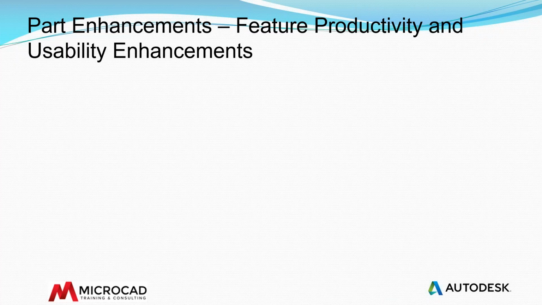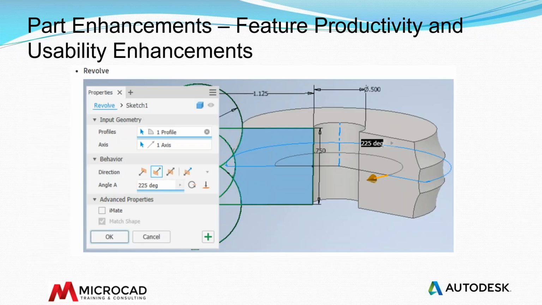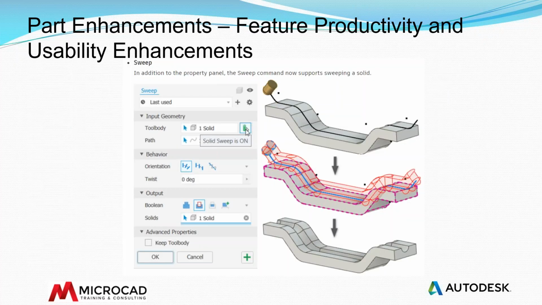So for feature productivity, Autodesk has increased the number of property panels. So more commands are being updated, and as they are added, information about the property panels and some of their controls is updated. So Autodesk first introduced the property panel in Inventor 2019 with the hole command. For this release, there are new panels for extrude, revolve, sweep. In addition to the property panel for sweep, Autodesk has improved our workflow by adding the ability to use a solid in the sweep operation.